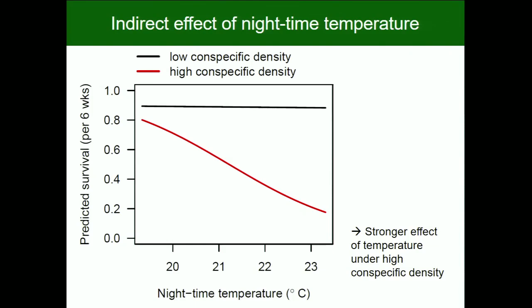And if you then look at the indirect effect of temperature, what I pointed out here is the nighttime temperature and then predicted survival, either in red at high conspecific density, so the 90th percentile across all the data points, and in black, low conspecific density, 10th percentile. And then we see that the effect of nighttime temperature at low conspecific density is basically negligible. So there's a strong interaction there. But if we look at seedlings that have high conspecific density, they are strongly negatively affected by temperature. So that indicates that there's an indirect effect of temperature, and that at higher temperatures, probably pathogen densities are higher and are more strongly negatively affecting seedling survival.